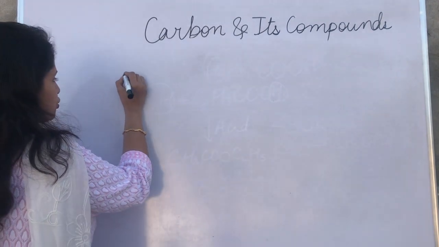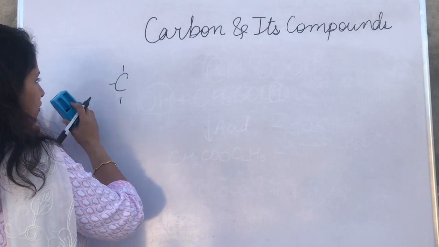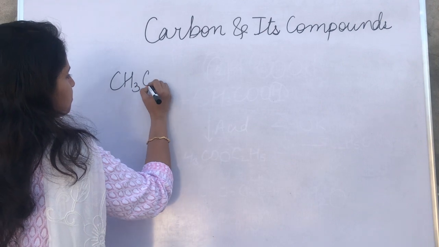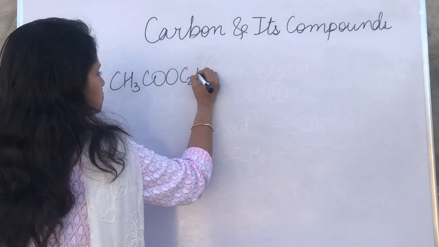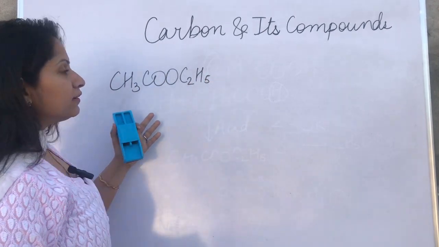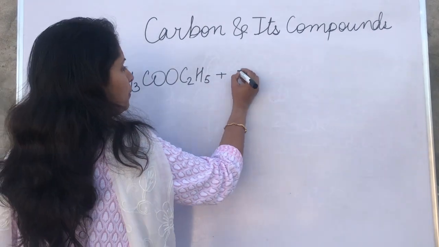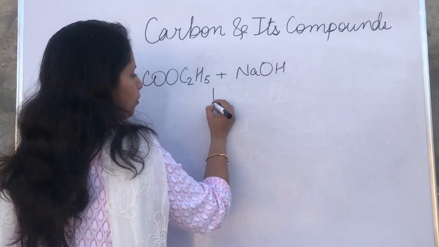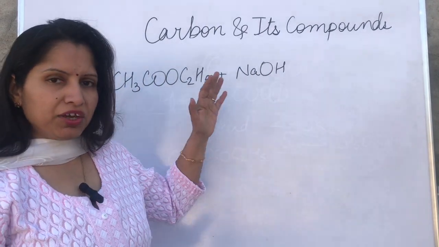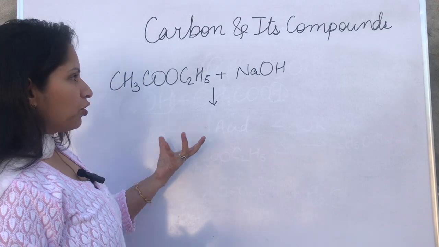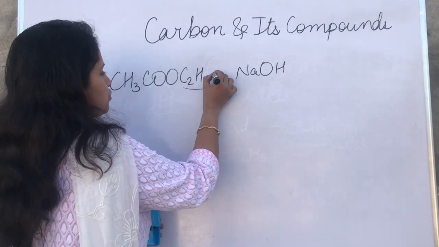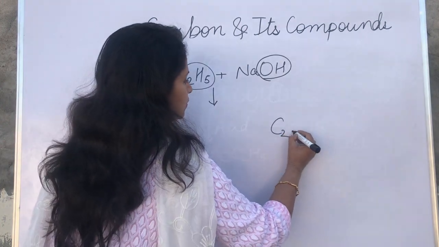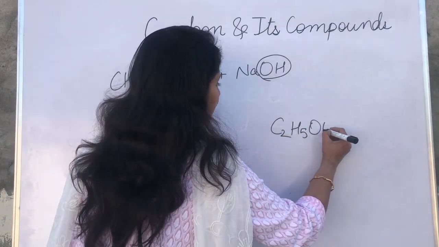What is the saponification reaction? We are going to use the ester that we have formed. What was the ester? Ethyl ethanoate, CH3COOC2H5. That was our ester. We make it react with any base. It could be sodium hydroxide or it could be potassium hydroxide. So what will happen in this reaction? C2H5 and OH will be removed. What is C2H5OH? Alcohol, right?